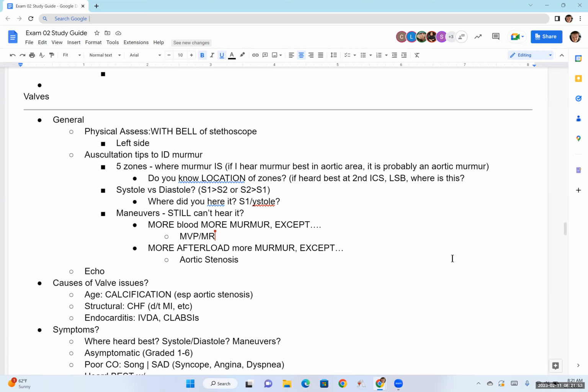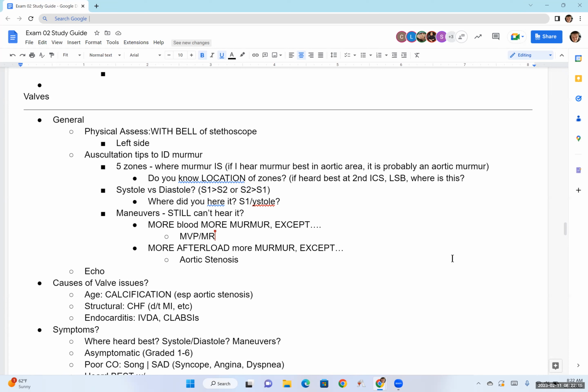So what else do you have? Those are the 2 things you're looking at. That's really going to narrow it down, right? Where do I hear it best? I hear it best over the aortic area. That means it's only 2 options. It's going to be either aortic regurg or aortic stenosis. I tell you it's between S1, S2 or S2, S1, then that's really almost all you need, right? And then we can add some extra flavor in there, extra spice, right?